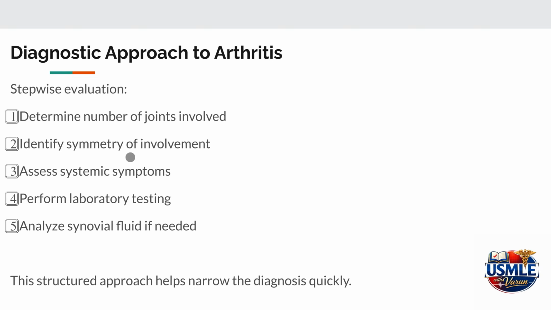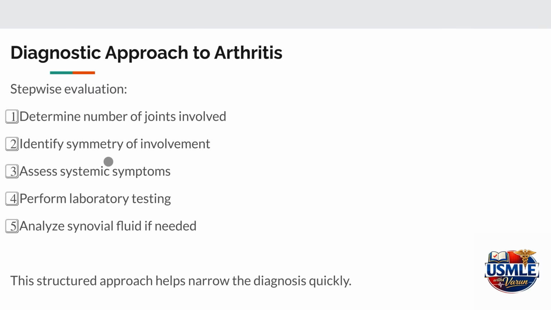So, when approaching an arthritis question, a systematic method is helpful. First, determine how many joints are involved. Second, determine whether the involvement is symmetric or asymmetric. Third, evaluate whether there are systemic symptoms such as fever or fatigue. Fourth, examine laboratory findings. And finally, analyze the synovial fluid if available. This structured approach helps narrow the diagnosis effectively.